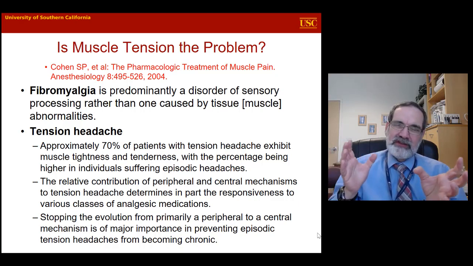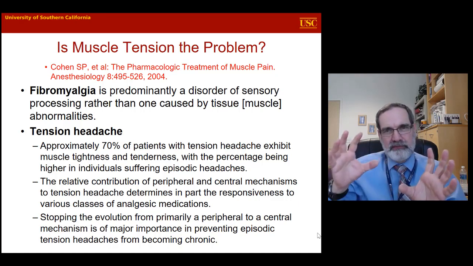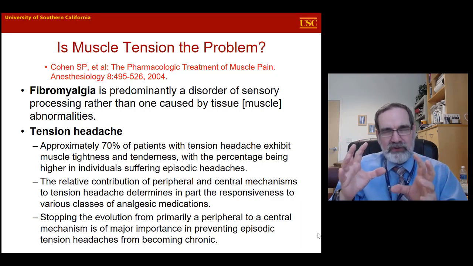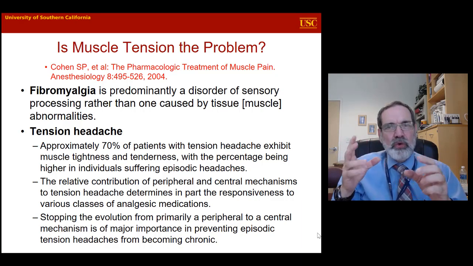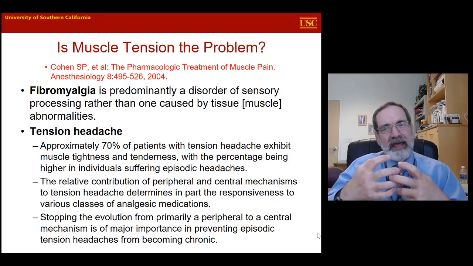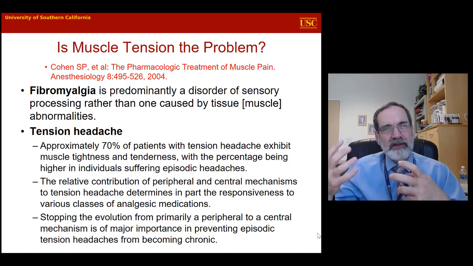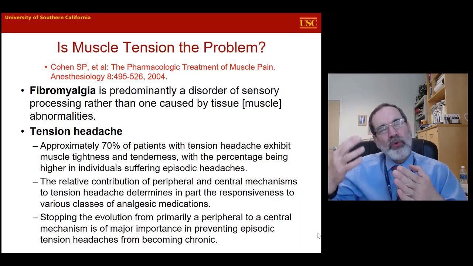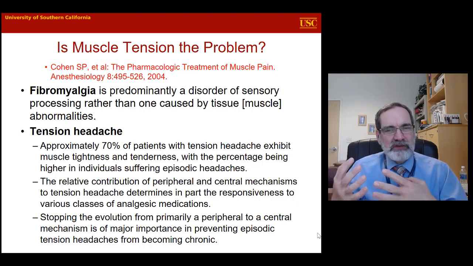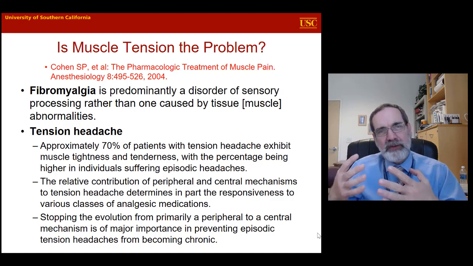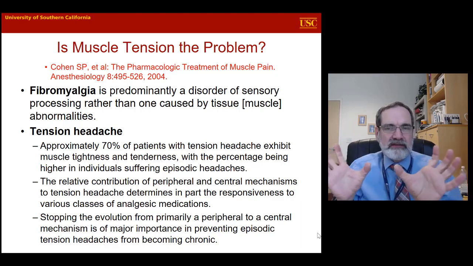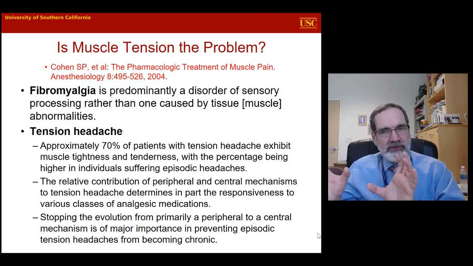So there seems to be a spectrum of patients who have occasional episodes of headache where muscle tension may in fact play a bigger role. And as these headaches become more chronic and more constant, we're getting more and more neuropathic mechanisms in play. And the muscles themselves are probably becoming less and less important. So there's a mix of what we might call peripheral and central mechanisms.